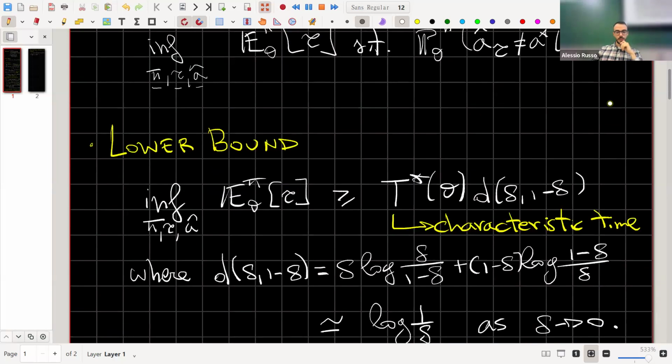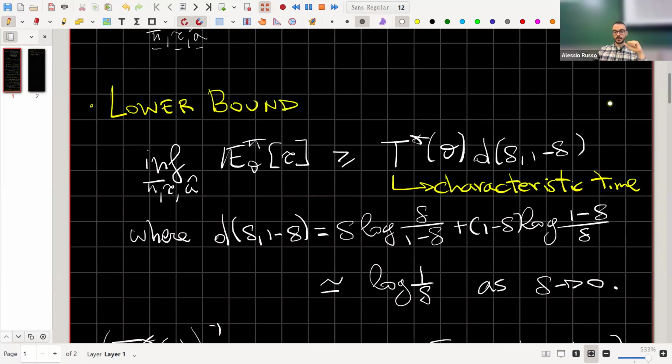if possible. And the lower bound that we derive for best arm is simply that the infimum over all possible algorithms of the expected sample complexity is lower bounded by t star theta times the Bernoulli-KL divergence. Here you have the definition of the Bernoulli-KL divergence between delta and 1 minus delta. And as delta goes to 0, the first term is basically 0, and the second term becomes basically log 1 over delta. So this is the usual log 1 over delta term that you usually see.